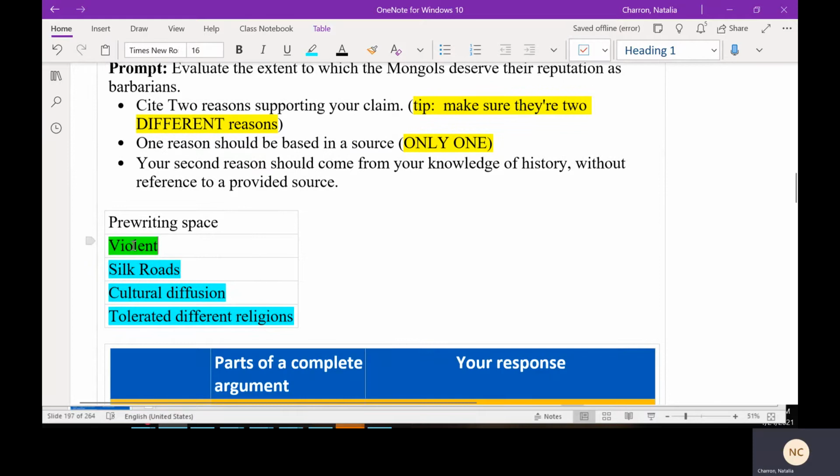This lets me draw a little evidence from, yes, they were violent, but also some evidence from, but also they did some good stuff. "Somewhat" is actually, in my opinion, the easiest way to go with claims. So we're probably going to go with that.